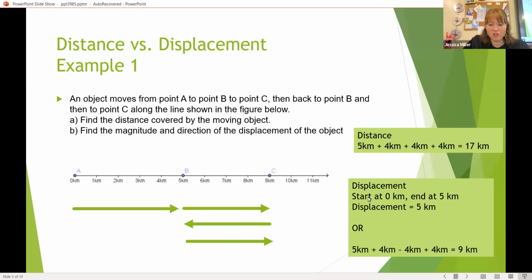So you could look at displacement as start and finish, or you could look at displacement as adding up all the arrows. When we're moving to the right, that's a positive displacement. So we go +5 plus a +4. And then anytime we move to the left, that's a negative displacement. So we're going to subtract 4 and then we add 4 back because we moved to the right again. So when we do 5 kilometers plus 4 minus 4 and then plus 4 again, we're back at 9 kilometers. So here the displacement is 9, whereas the distance is 17. So displacement and distance can be different.